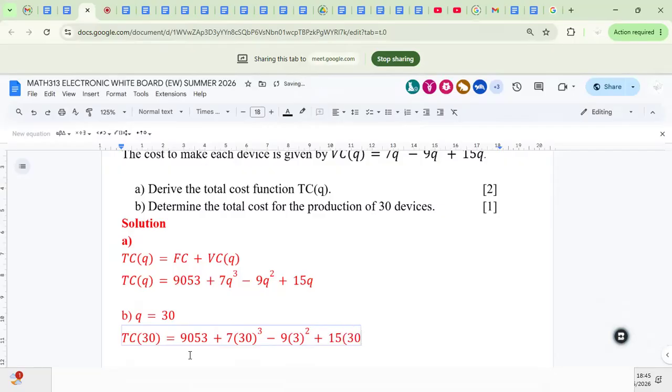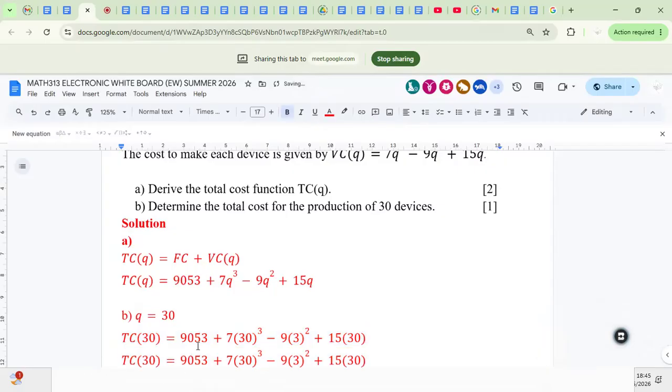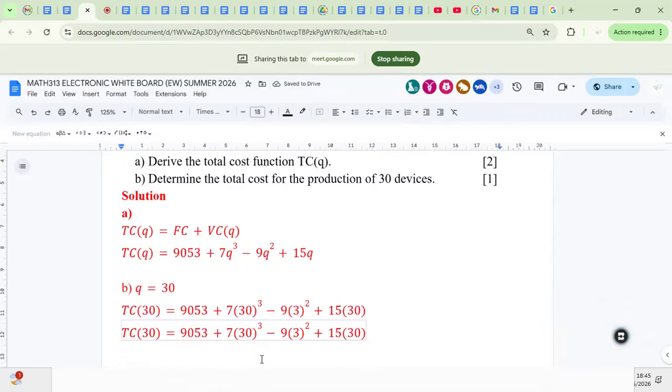So please take out your calculators and evaluate this. You can evaluate it piece by piece, term by term. We know what 9,053 is. Calculate what is 7 times 30 cubed. Calculate what is 9 times 30 squared and 50 times 30. So I'll give you all a chance to work out each term and compare your answers.